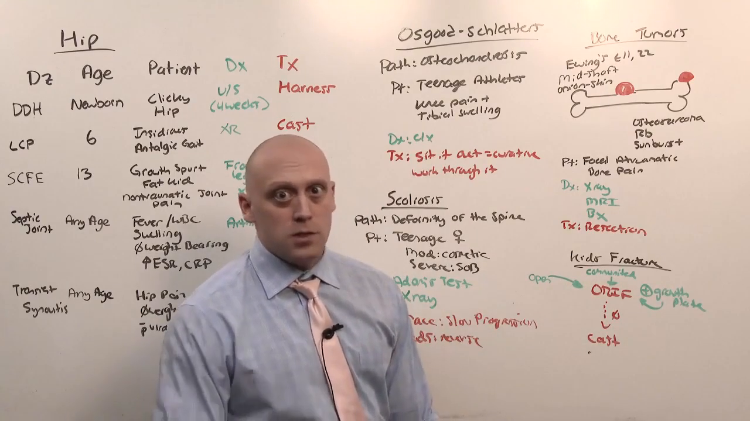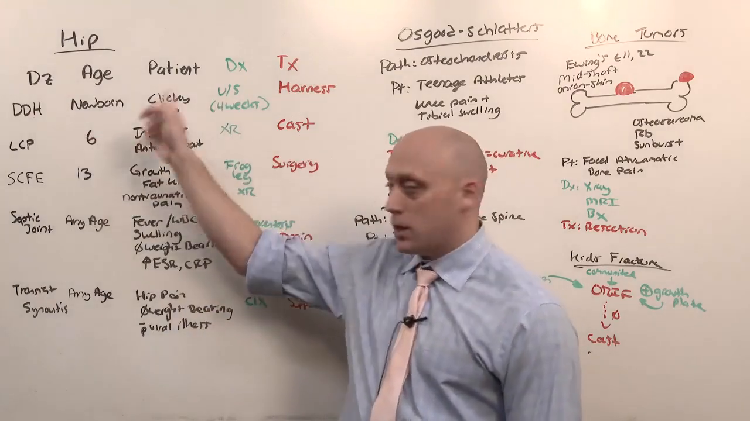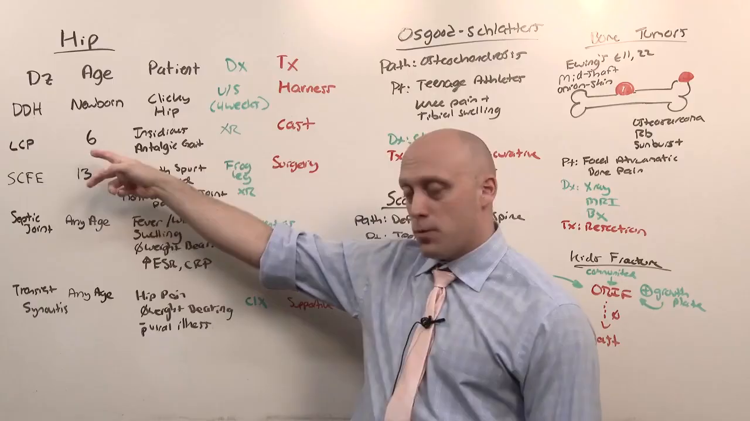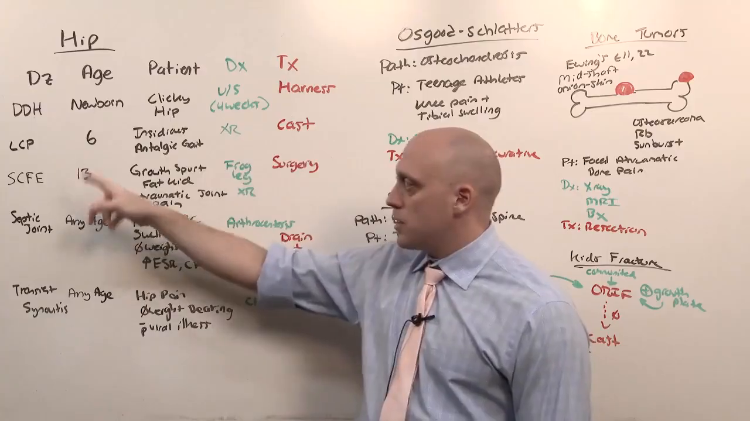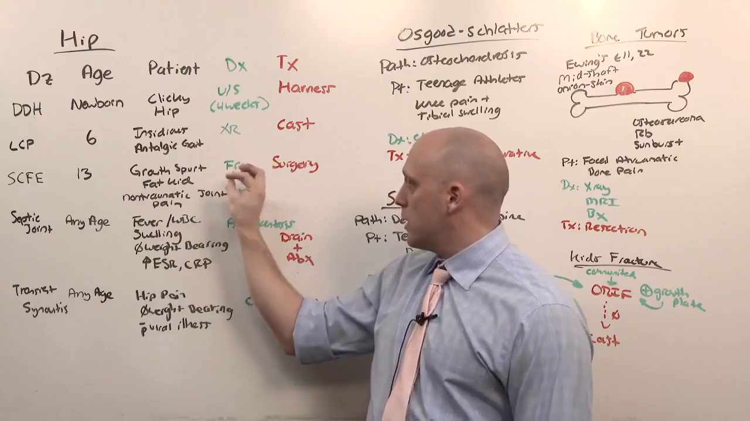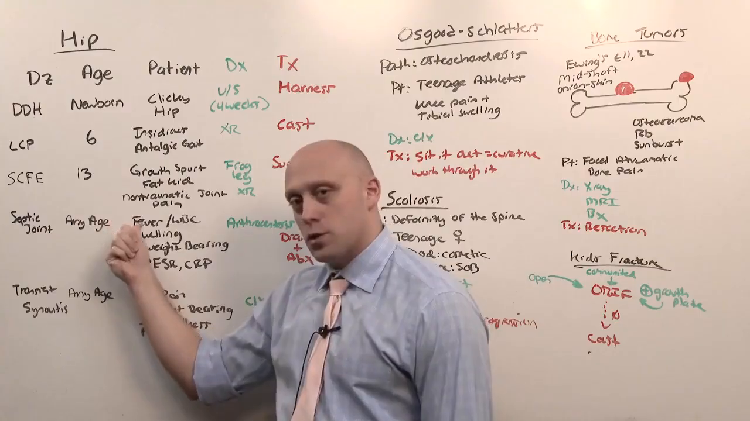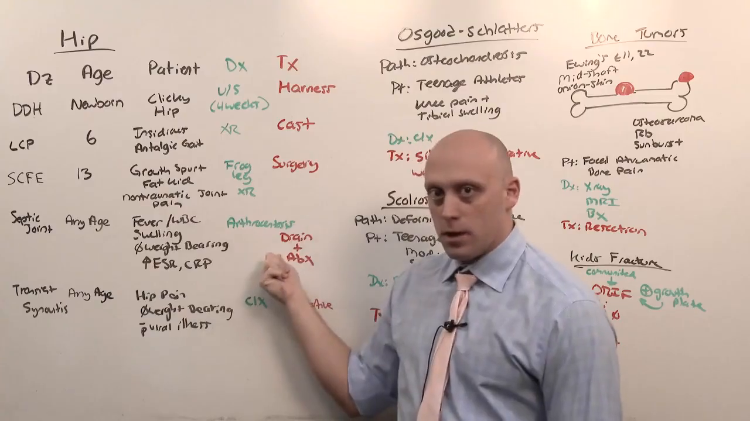All right, to review all the diseases all at once. Diseases of the hip: developmental dysplasia, clicky hip, ultrasound at 4 weeks, harness. Legg-Calvé-Perthes disease, age 6, get the x-ray, cast it. Slipped capital femoral epiphysis, teenager in his growth spurt, frog leg x-ray, do surgery. Septic joint, fever, leukocytosis, swelling, and the inability to bear weight, tap it, antibiotics.